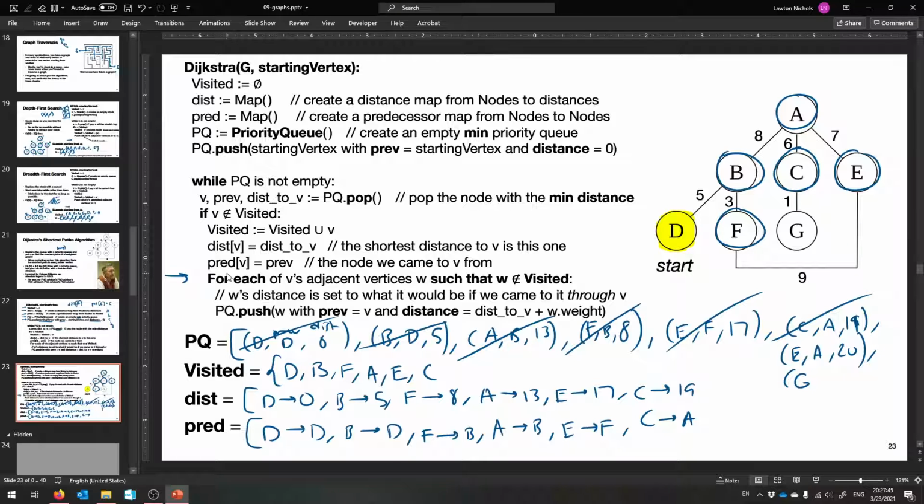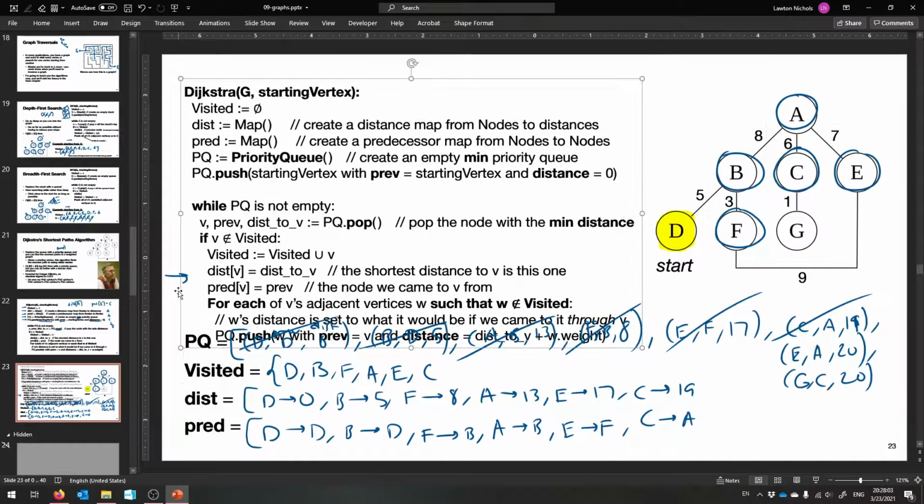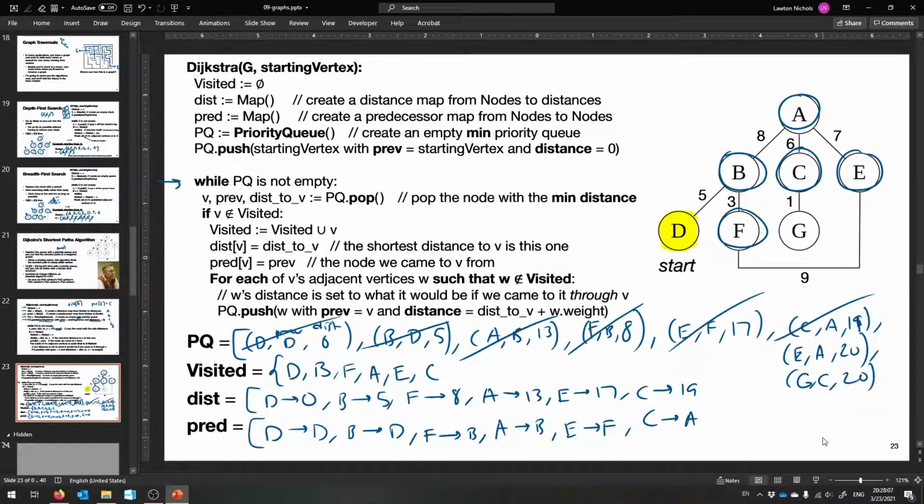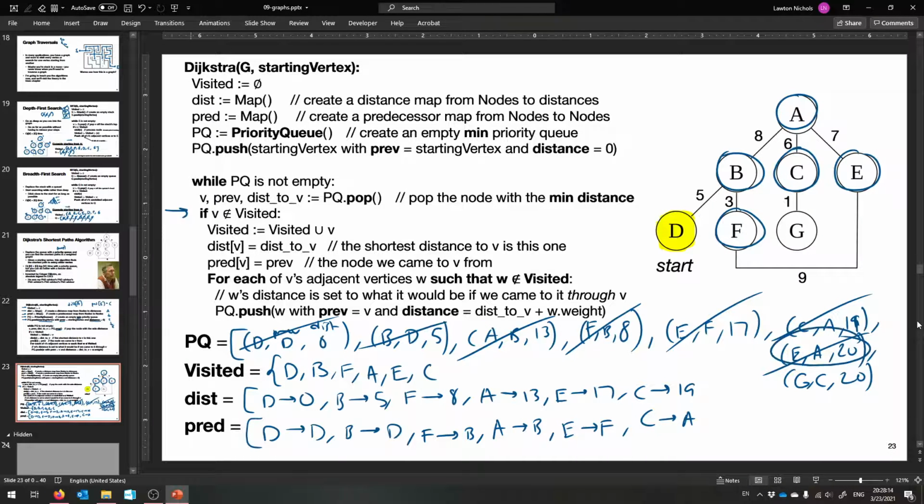I'm going to say G, and we came from C, and the weight to get to this G from C is C's 19 plus G's 1 across that edge, so that's 20. Okay, and so now we have two 20s sitting in the priority queue, and we can pop any one of them. It doesn't matter which. So let's just pop this one, pop the E, and so we actually already visited E, so this is definitely not a better shortest path.